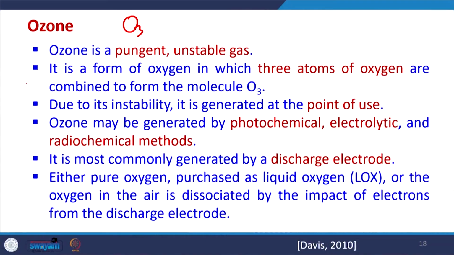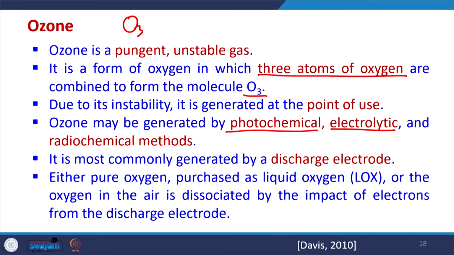So, it is a form of oxygen in which 3 atoms of oxygen are combined to form the molecule O3, and because it is a highly unstable gas, it has to be generated. If we have to use ozone, it has to be generated at the point of use itself. So, we have ozone generators which are used for generating ozone, and then they are used for treatment of the water.